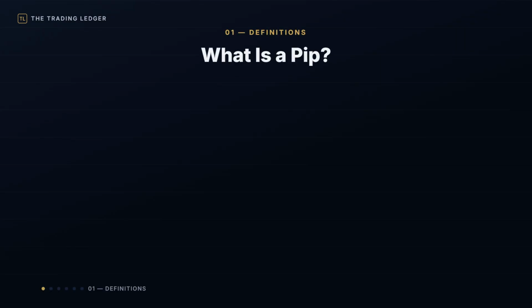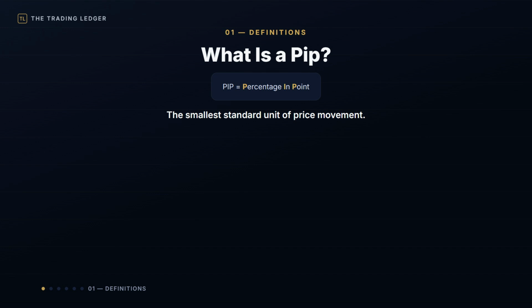The word pip stands for percentage in point, or sometimes price interest point. Don't worry too much about what it stands for. What matters is what it means. A pip is the smallest standard unit of price movement in a currency pair. For most currency pairs, like the euro versus the US dollar, the British pound versus the US dollar, or the euro versus the British pound, a pip is the movement of 1 unit in the 4th decimal place.